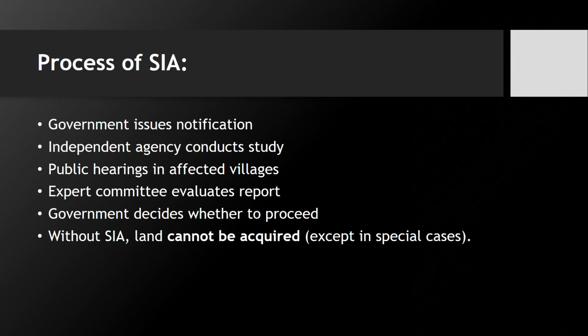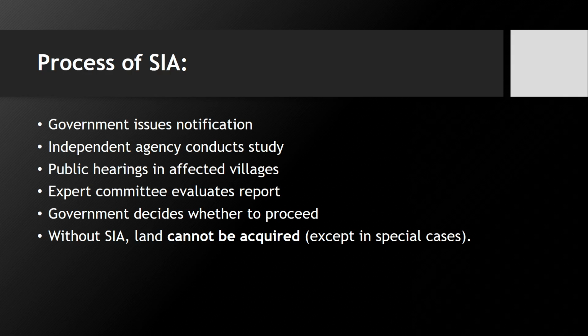We are not going into in-depth detail. Okay, so what is the process? Government issues notification first, then an independent agency conducts the study. We have discussed what points we have to keep in mind while doing the study. Then public hearing in affected villages. If any village is being affected, then public hearing will be done.